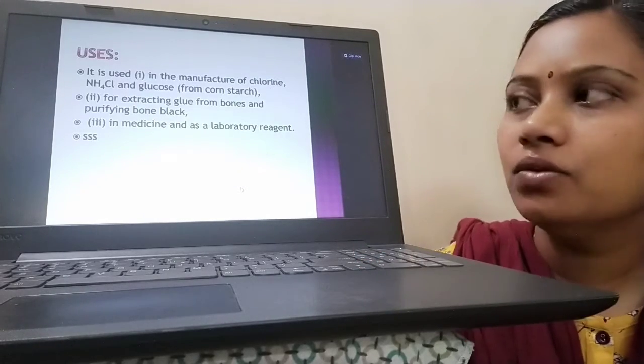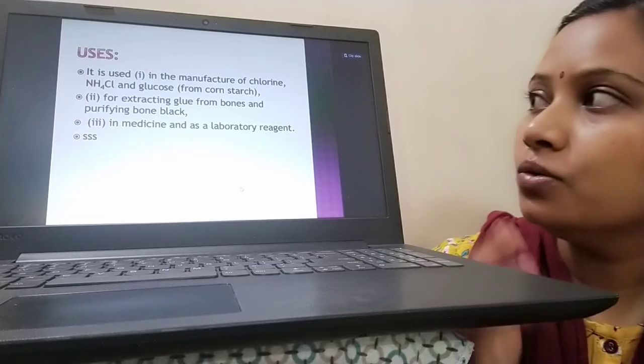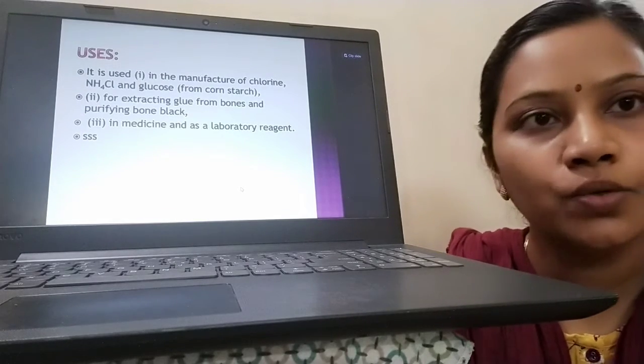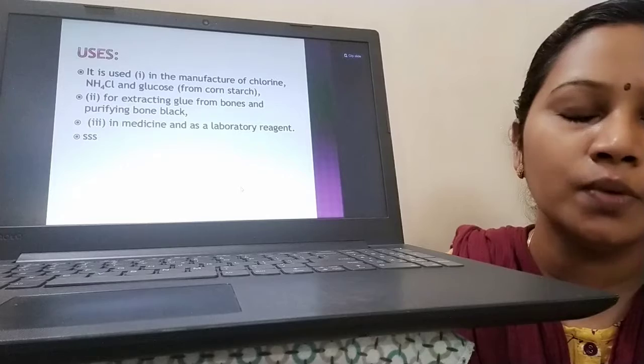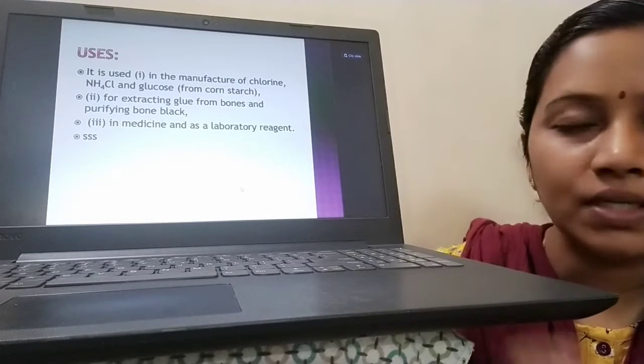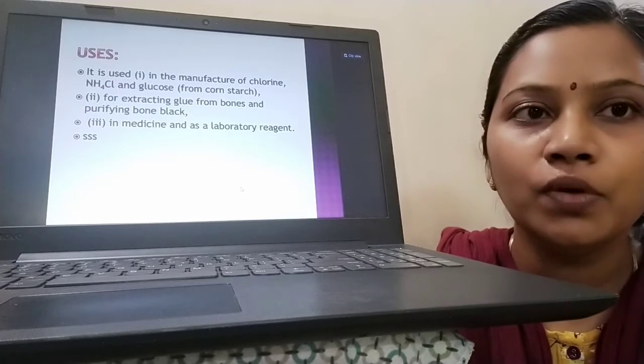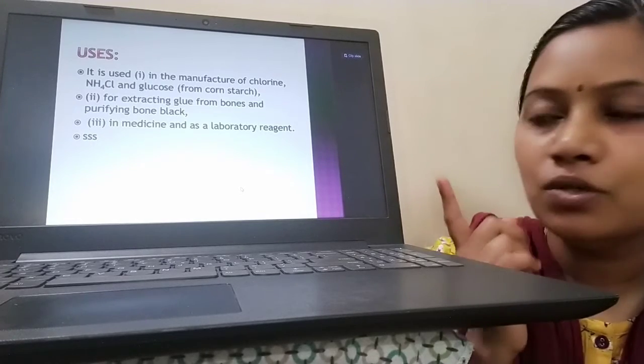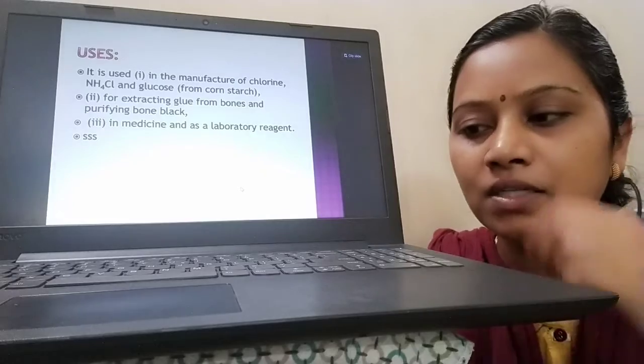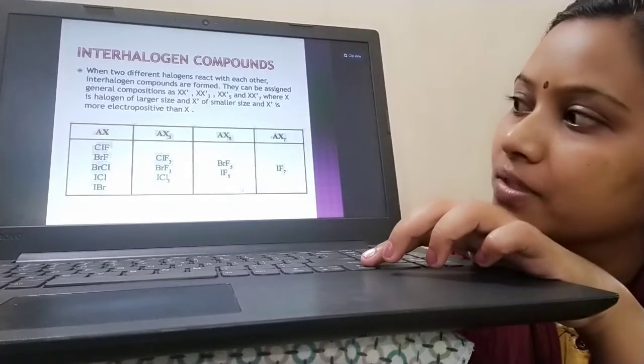So now what are the uses of HCl? HCl is used in the manufacture of chlorine. It is used to produce ammonium chloride. It is used to produce glucose from cornstarch. Then it is used for extracting glue from bones. It is used for purifying bone black. It's used in medicine. It is used as a laboratory reagent.